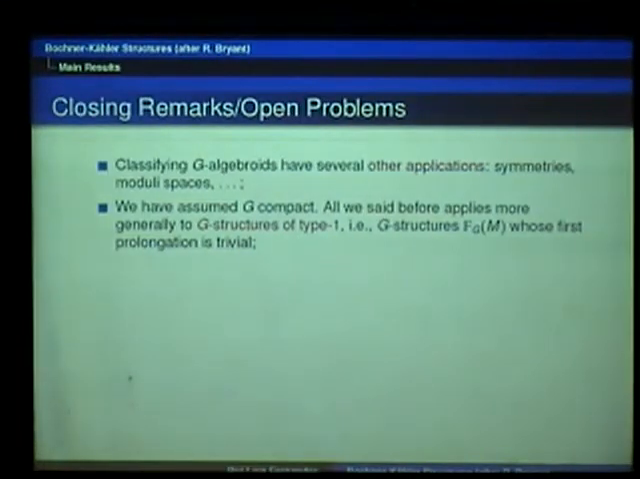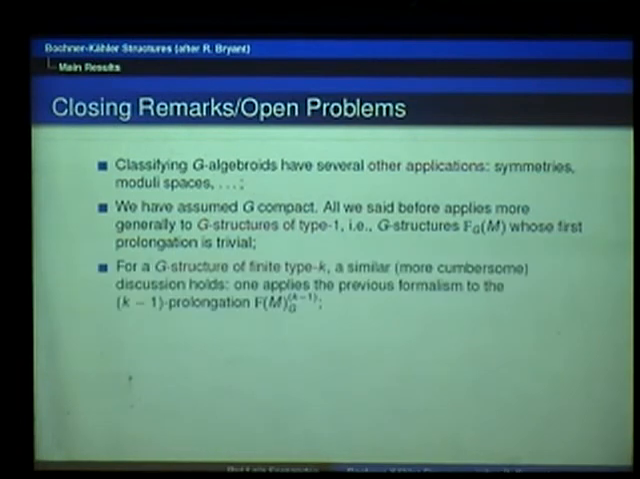I told you that at some point I assumed G compact. Really what's important is that the kind of families of G structures that you are dealing with are what are called G structures of finite type. So after some prolongation, the thing stops. And so the analysis is more or less similar, but a bit more complicated because you have to work on these prolongations.